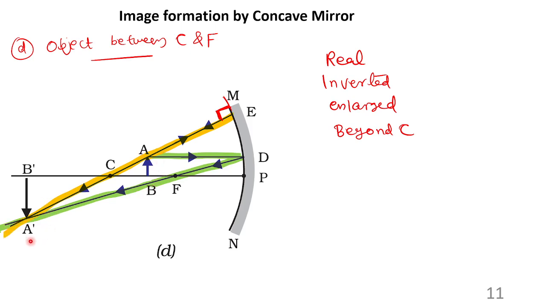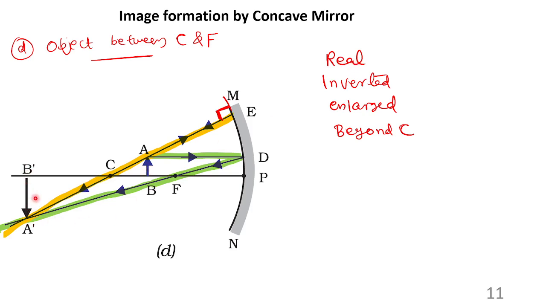The two reflected rays meet somewhere here, away from AB. A dash you will get here. You will get a vertical candle. The vertically placed object will have a vertical image. So this will be A dash B dash. Larger in size, you will get a larger candle. The image will be larger but inverted.